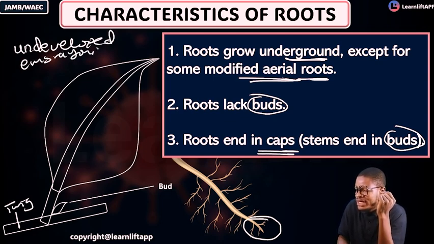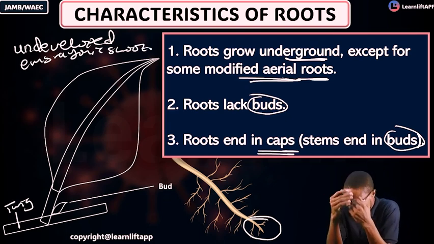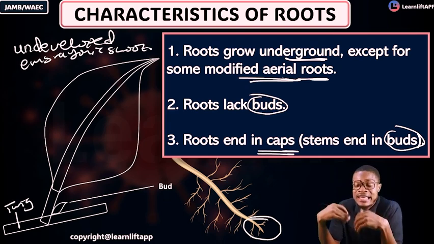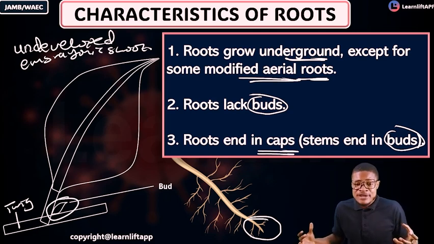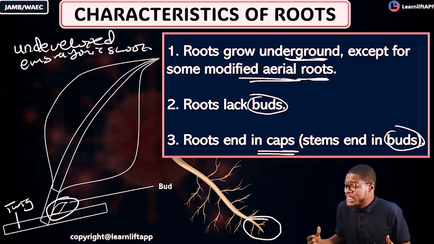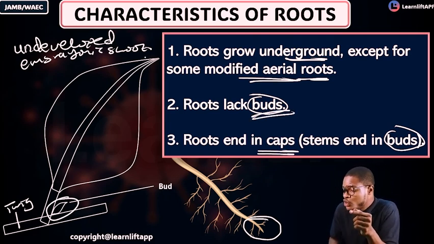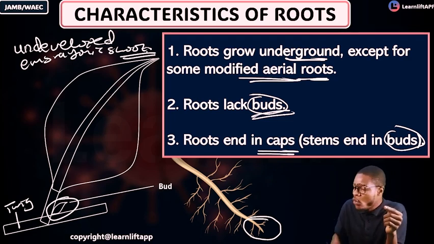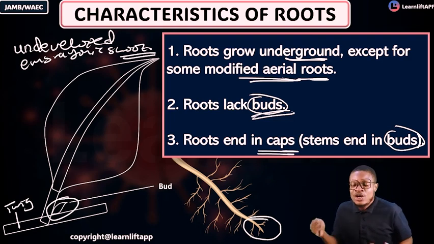Embryonic shoot. What is a bud? A bud is an undeveloped embryonic shoot. In other words, you can see this bud here is trying to gain expression. It's not yet developed. It's not a shoot that is developed yet. So undeveloped embryonic shoot is called what? Bud. So if bud is an undeveloped shoot, what business does it have with roots? No business.